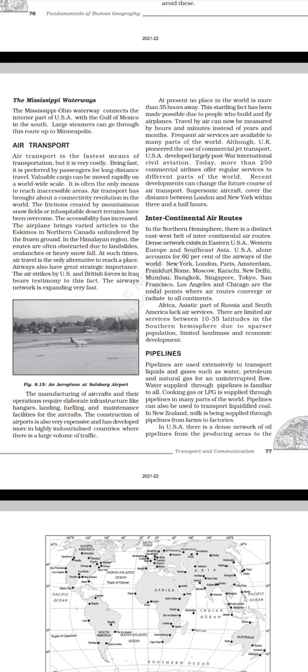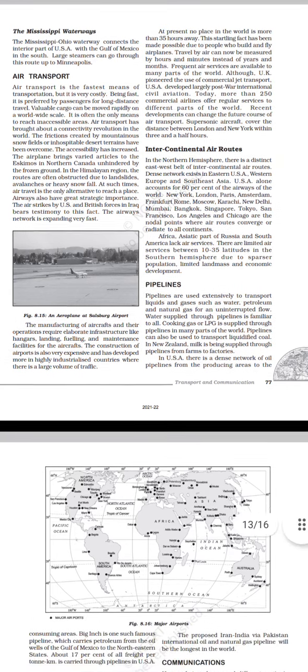Cooking gas or LPG is supplied through pipelines in many parts of the world. Pipelines can also be used to transport liquefied coal. In New Zealand, milk is being supplied through pipelines from farms to factories. In USA, there is a dense network of oil pipelines from the producing areas to the consuming areas.